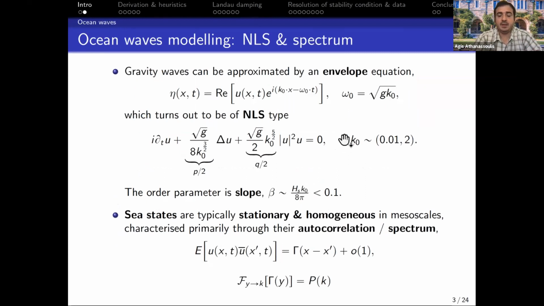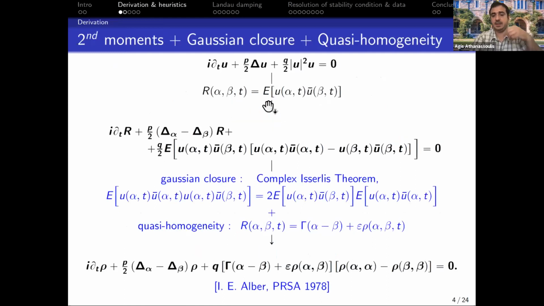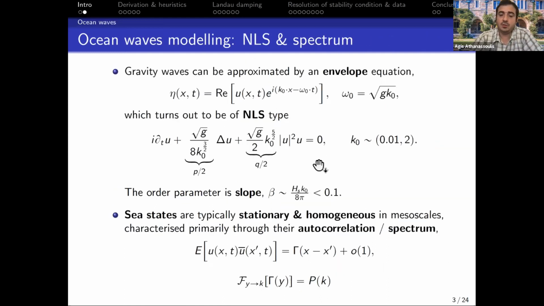The first is the NLS approximation, the nonlinear Schrödinger equation as an approximate equation for the envelope of water waves. If you have your sea surface, a function of space and time, and maybe you have a characteristic wave number, a characteristic wavelength, which gives us the wave number kappa 0, you can represent your sea surface through a complex envelope. You plug this representation in the fluid dynamic equations, and then you get, as an asymptotic approximation, a focusing cubic nonlinear Schrödinger equation.